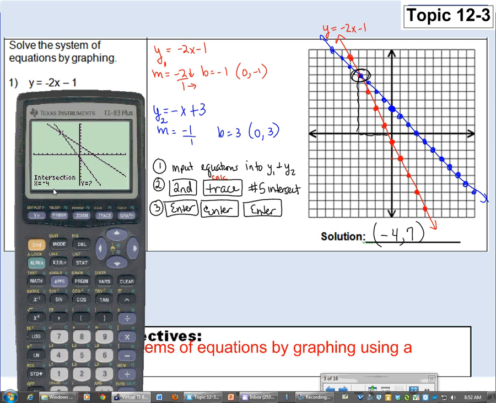Now the calculator will tell us the intersection is where x equals negative 4 and y equals positive 7. That gives us our solution. So again, we input our equations into y1 and y2. We hit the second button, then trace button, and then number 5 for intersect. Then we enter, enter, enter, and that will give us our answer.